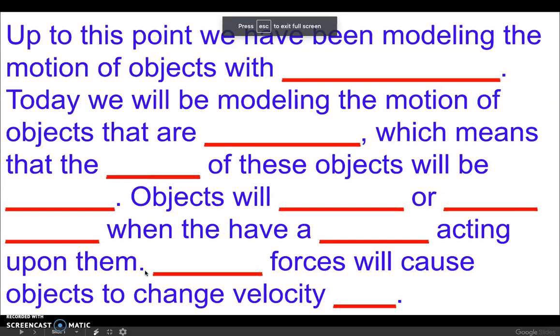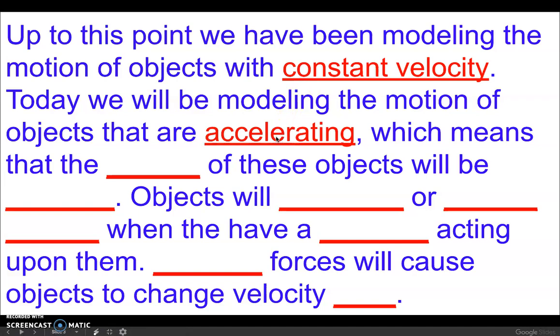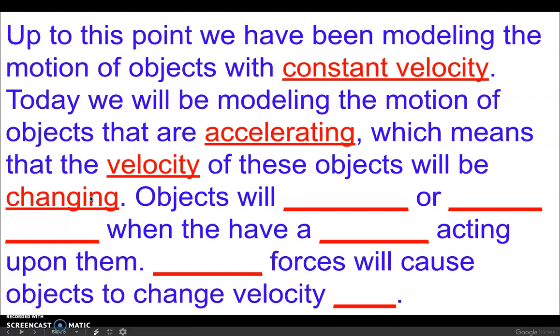Okay, so up until yesterday, we've been modeling the motion of objects with constant velocity. Today, we're going to be modeling the motion of objects that are accelerating, right? Kind of like the toy car in the toy car lab. Accelerating means that the velocity of these objects will be changing, right?